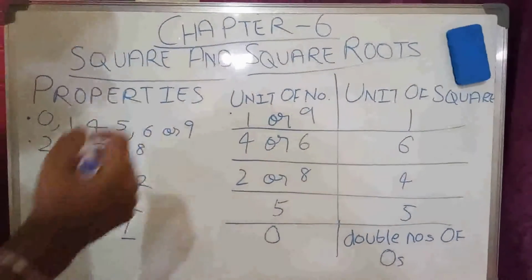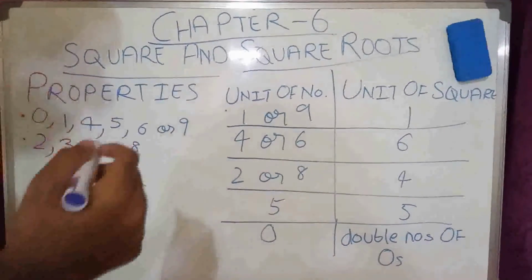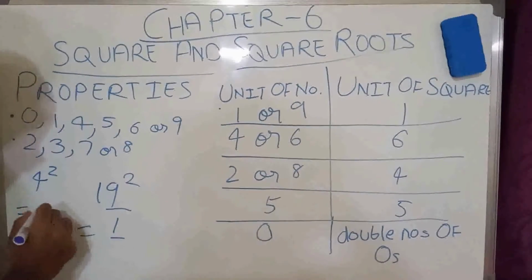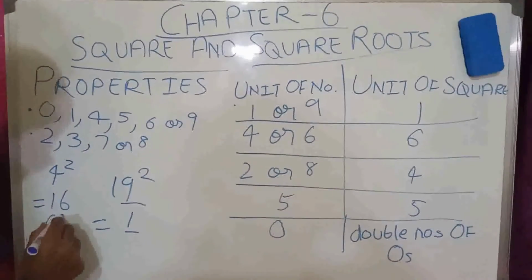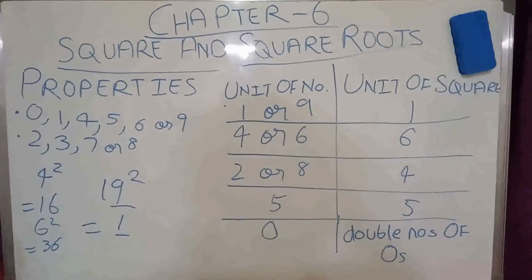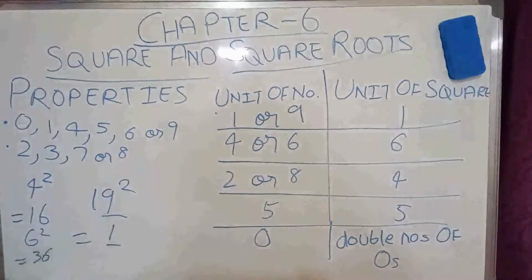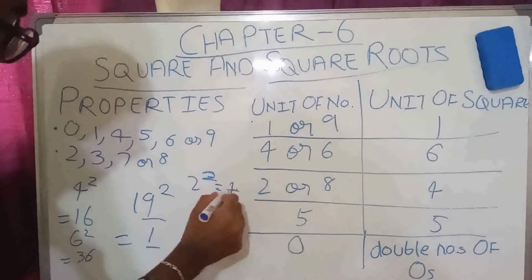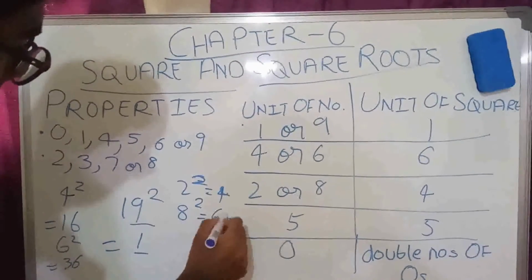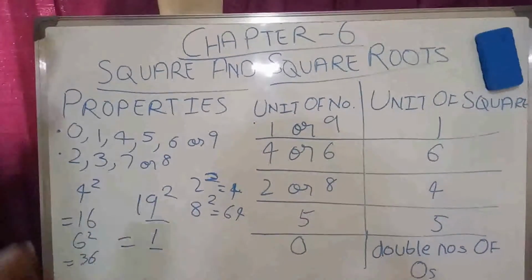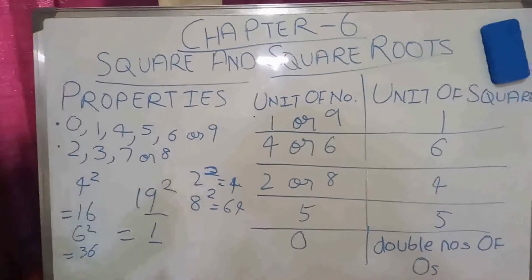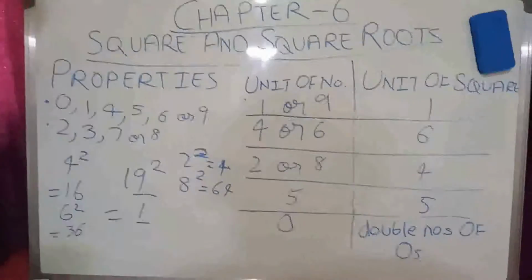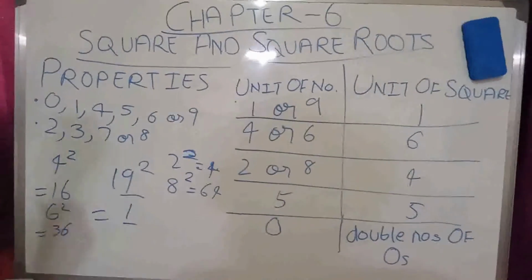So that means if any number ends with 1 or 9, then its square will end in 1. Now next, if the number ends in 4 or 6, then its unit digit will be 6, like we have seen 4 square equals 16 and 6 square equals 36. These are some examples. 2 or 8: 2 square equals 4 and 8 square equals 64. So if any number ends with 2 or 8, then its square will end in 4. And 5 is always going to be 5. If the number given to you ends in 5, then its square will also end in 5.